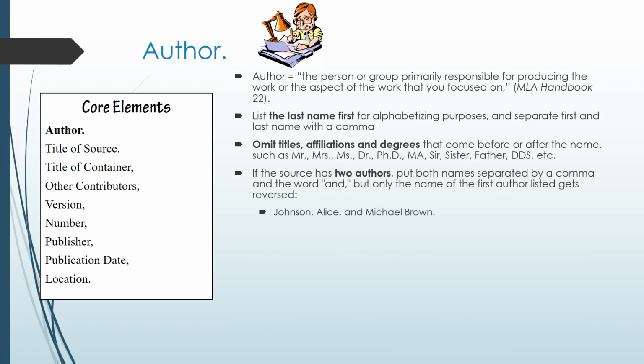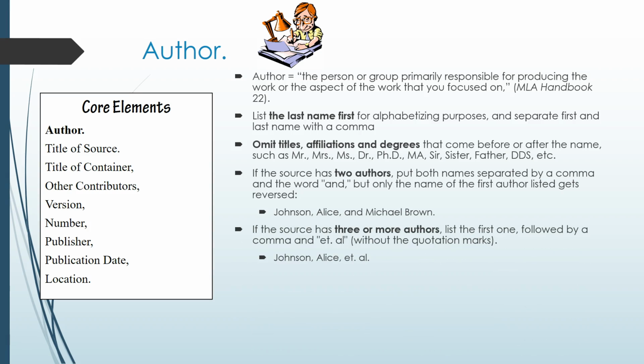If the source has 2 authors, the names should be included in the order they're listed in the source and separated by a comma and the word and, but only the name of the first author listed gets reversed, as demonstrated below. If there are 3 or more, then you should list the first one with the last and first names reversed, followed by a comma and et al., which means and others in Latin.